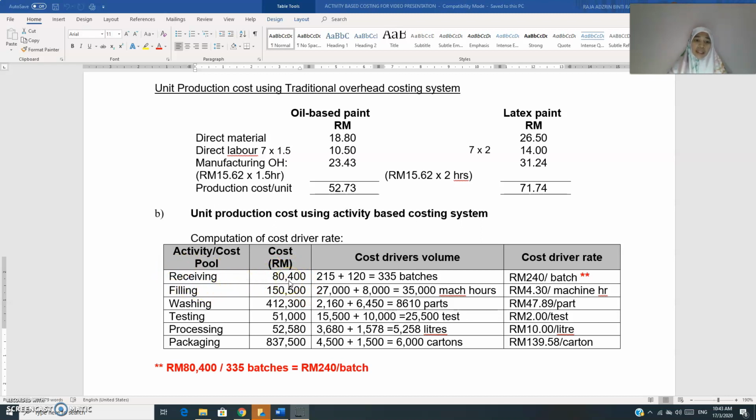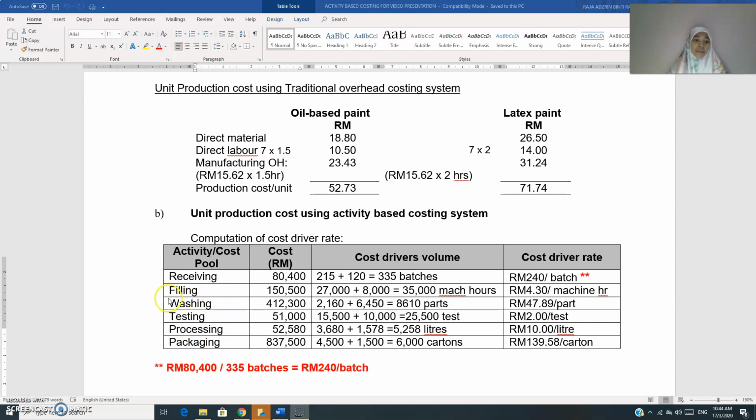So you know the total amount of overhead cost for that particular activity cost pool. You have 82,400 ringgit and you have 335 batches. Therefore, the cost driver rate is 240 ringgit per batch. That is your 82,400 divided by your 335 batches, giving you 240 ringgit per batch. And you do the same thing for all the remaining 5 cost pools.